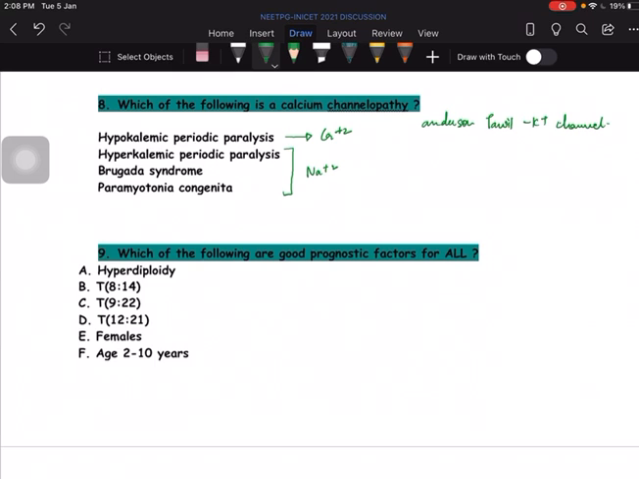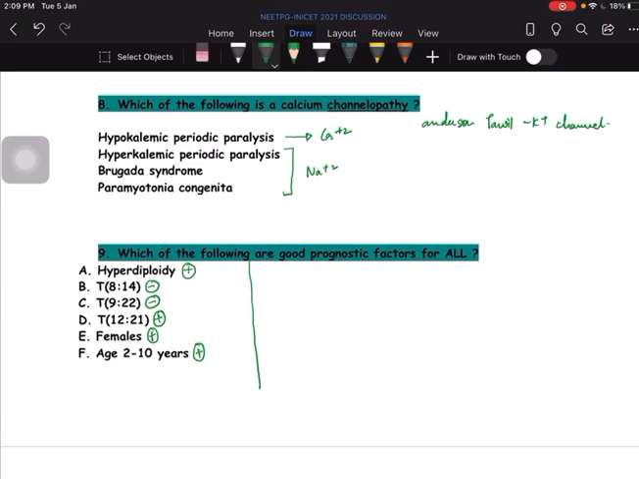Next, which of the following are good prognostic factors for ALL? For acute lymphoid leukemia, you will have different prognostic factors, good and bad. So let's see. Hyperdiploidy is a good prognostic factor. Translocation 8;14, which is seen in Burkitt's lymphoma, is a bad prognostic factor. Translocation 9;22, again seen in CML, is a bad prognostic factor. Translocation 12;21 is a good prognostic factor. Females have a good prognosis, and age 2 to 10 has a good prognosis.